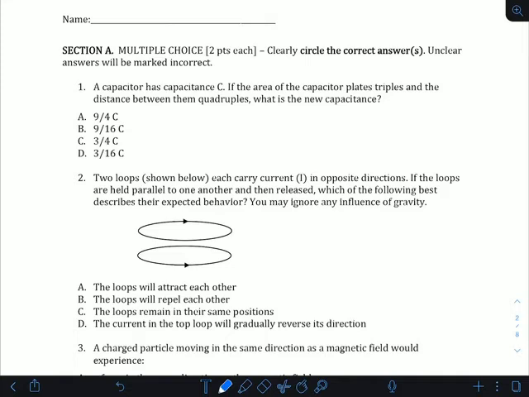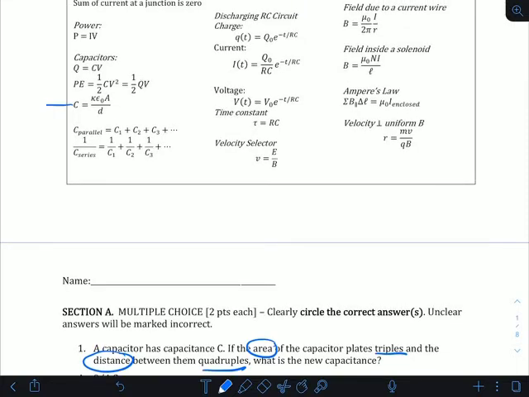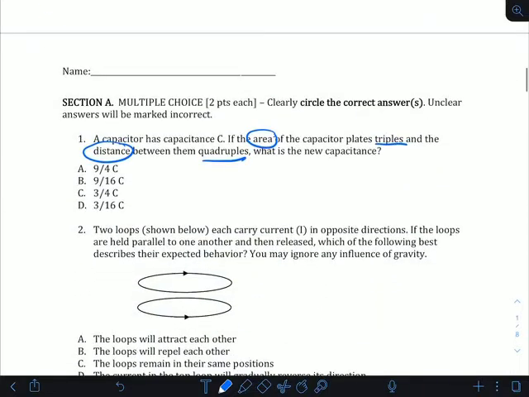Here we're given that we have a capacitor of capacitance C, and we're asked, what happens if the area of the capacitor triples and the distance between the plates quadruples? What's the new capacitance? Well, if we look over here at our capacitance equation, we see that the capacitance is proportional to the area over the distance between the plates. So in this case, we're tripling the area and we're quadrupling the distance.